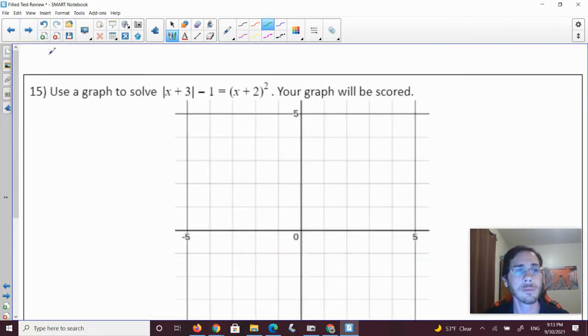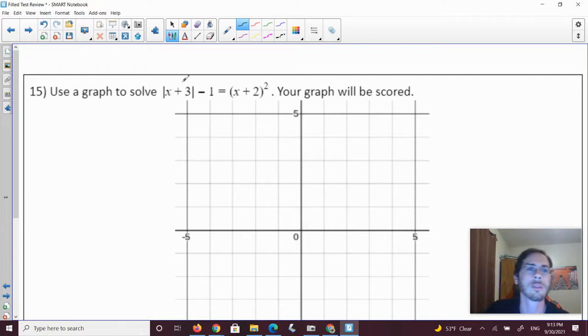All right. 15, use a graph to solve absolute value of x plus 3 minus 1 equals x plus 2 squared. Your graph will be scored. So that means we want to be somewhat accurate with our graph because we are going to be scored on our graph. If you're worried, you can graph it in Desmos or your graphing calculator and copy the graph. But I do want to see the graph.